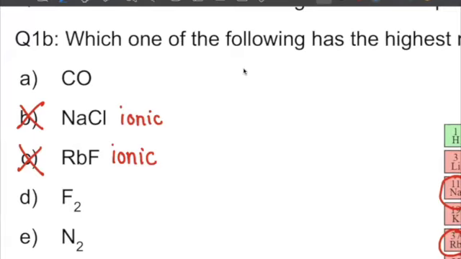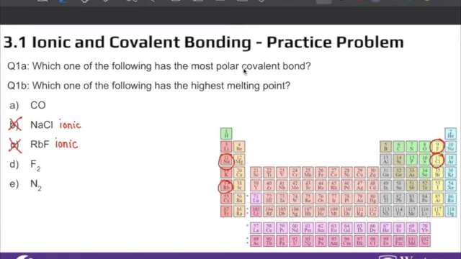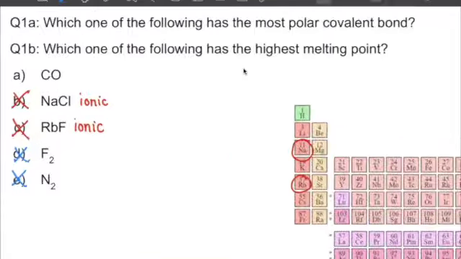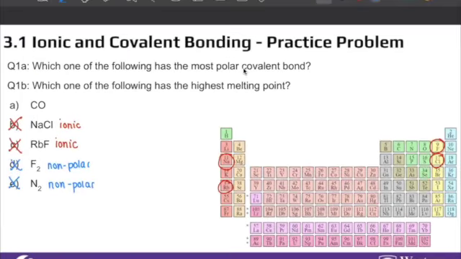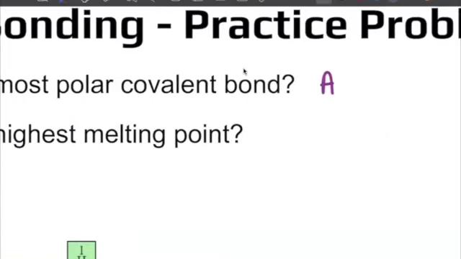And then we also know that we can eliminate D and E because these are a bond between two of the same atoms. So they're going to have no difference in electronegativity at all. And that's going to give us a nonpolar covalent bond. So then that leads us to saying that our answer for question A is answer A.